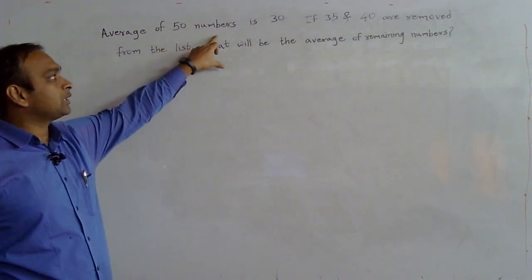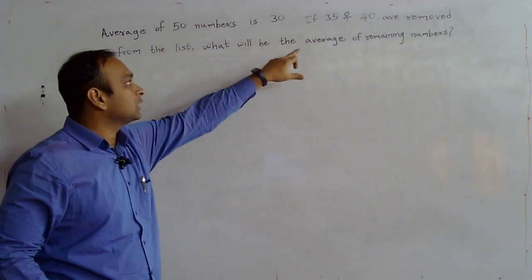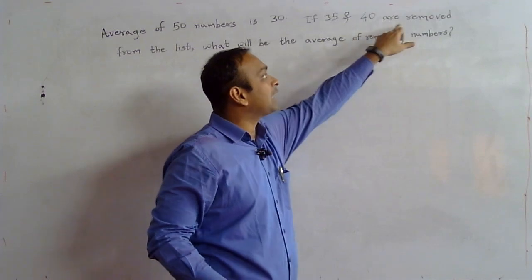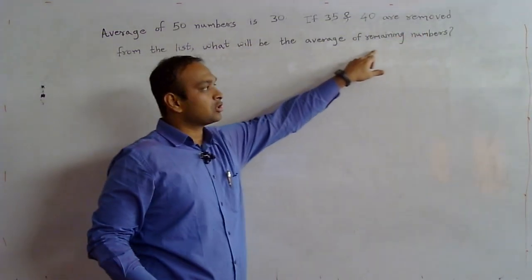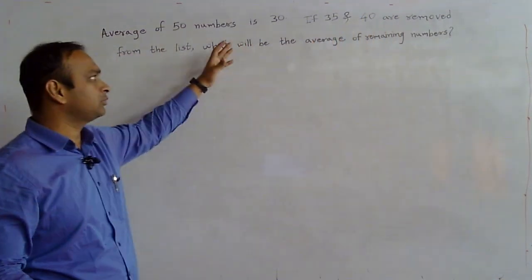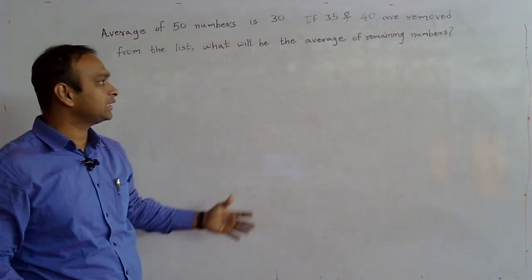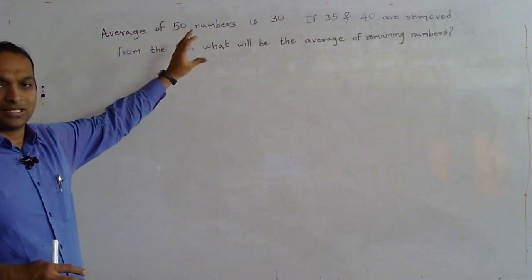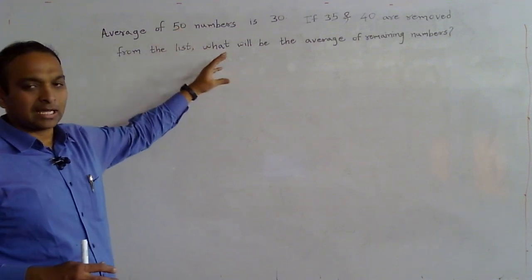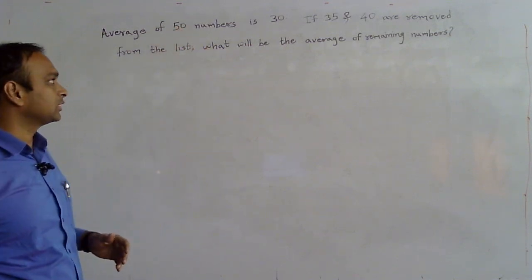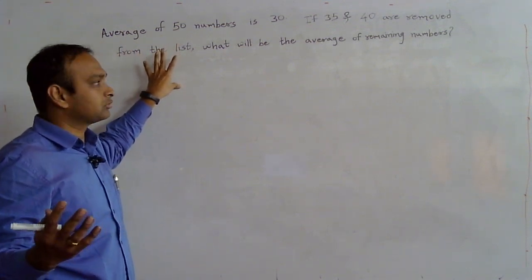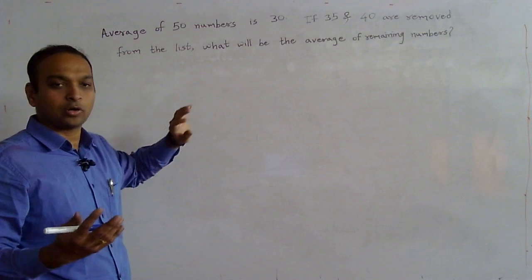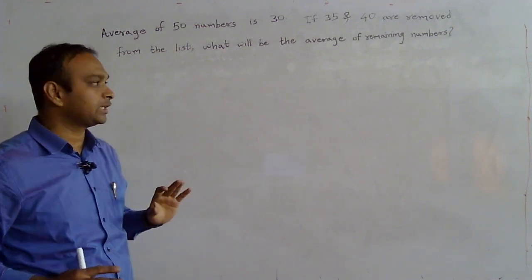Okay, here we have one more problem of this average topic. Average of 50 numbers is 30. If 35 and 40 are removed from the list, what will be the average of remaining numbers? So this could be called a medium to high difficulty level question. It seems to be difficult, but it is actually very easy. Once you understand, you will make it. So let's read it again, try on your own and try to find out the answer. If not, together we will be solving it.